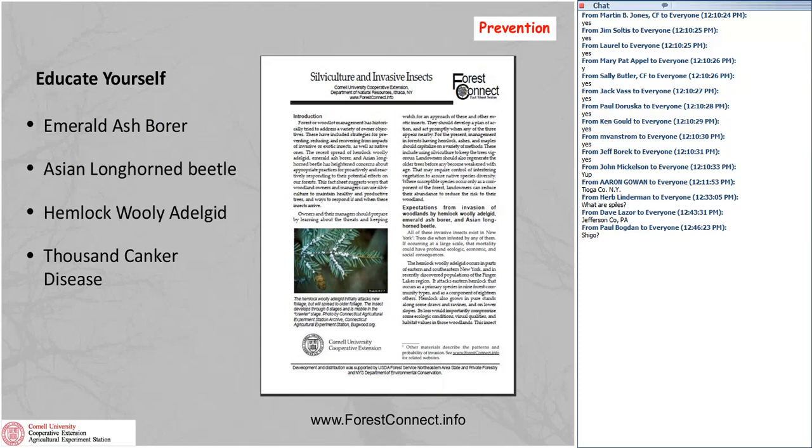and it's called Silviculture and Invasive Insects. And if you want to get a copy of that, there are two different ways to do that. You can go to forestconnect.info, or go to the file menu in the upper left-hand corner, and let's just take 30 seconds if you want to do this, go to the file menu, go to transfer, and you should be able to open up that transfer dialog box on your computer screen and download a copy of this file to your computer.